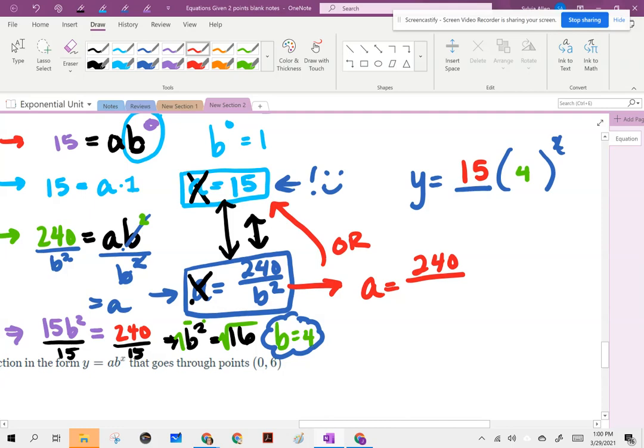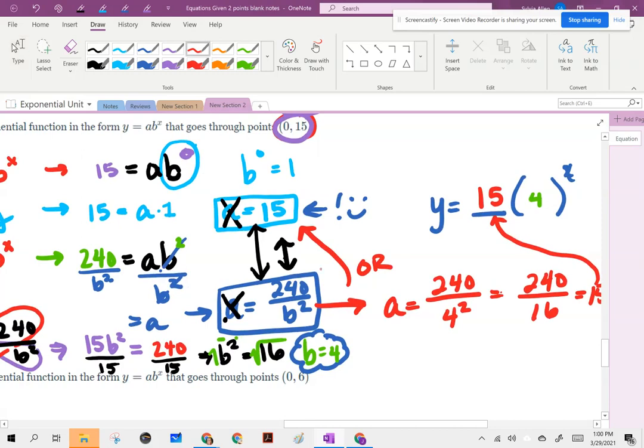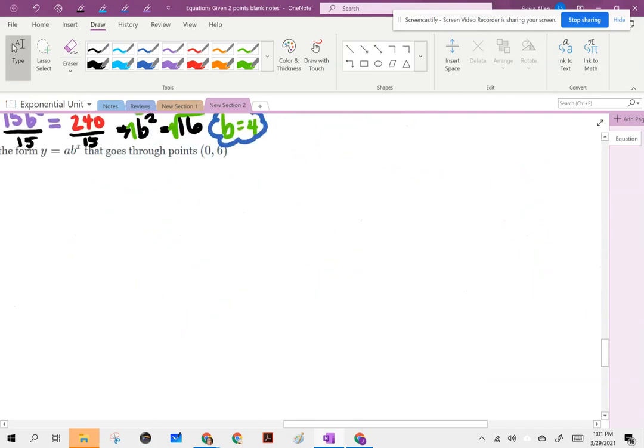So 240 divided by b squared, b is 4. So 4 squared is 16. 240 over 16, that gives me 15. And then that's what goes there. Your choice, whether or not you pick the easiest one or if you plug it into the second one right here, your choice. The bottom line is you need to be able to come up with the equation. All right, let's try the next one.